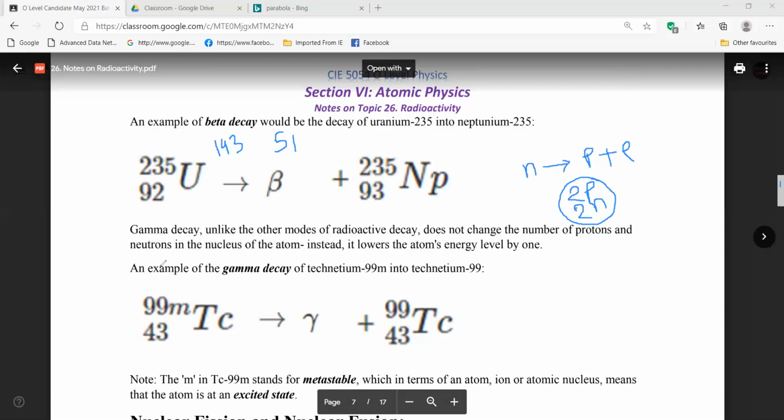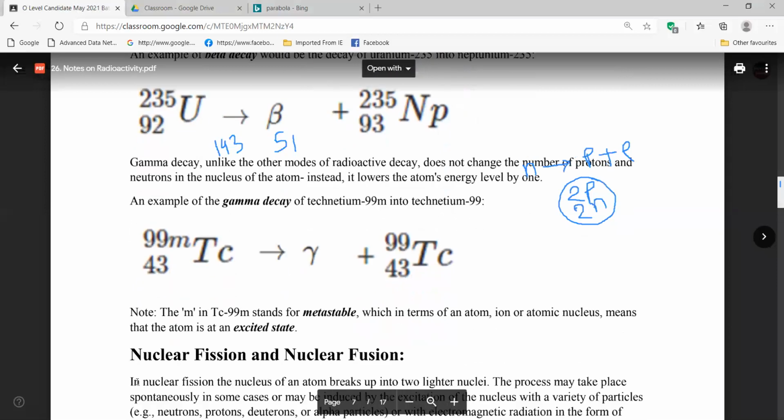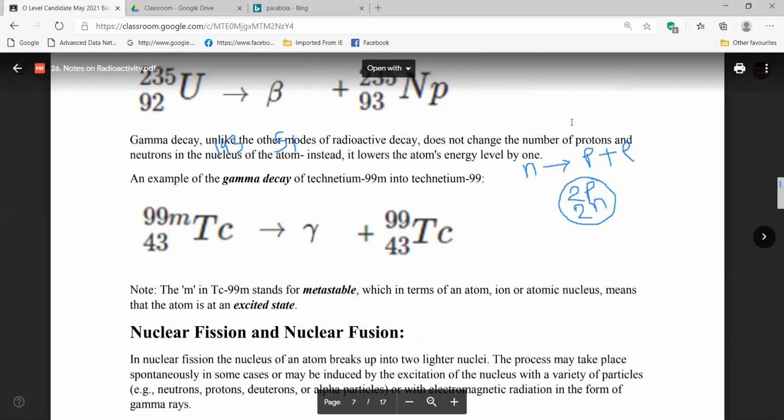And now, how are the gammas coming? We are going to discuss that, then it will be clear to you how alpha, beta, and gammas are coming. Look, we have here technetium 99, and it is written here M, right?